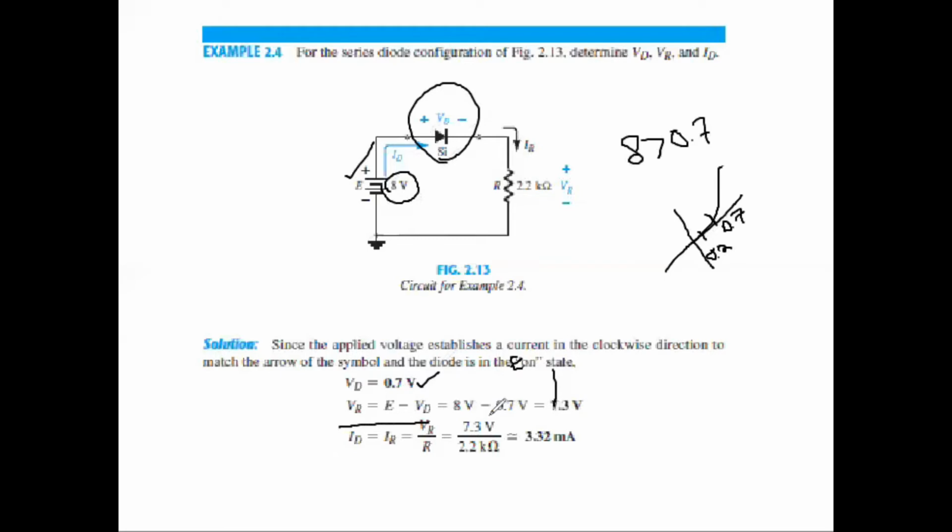Similarly, you know the formula for finding VR is E minus VD by KVL, and by subtracting 0.7 from 8, it will become 7.3. Similarly, the value of IR is equal to VR by R, and it is 3.32 milliamperes. Okay, so that is example number 2.4.